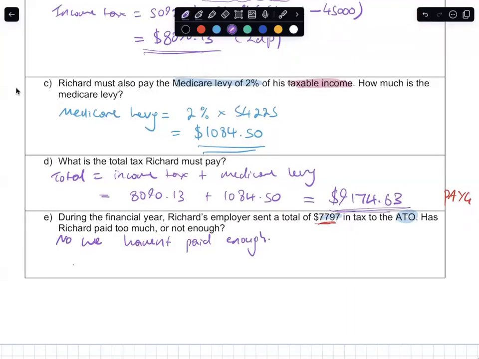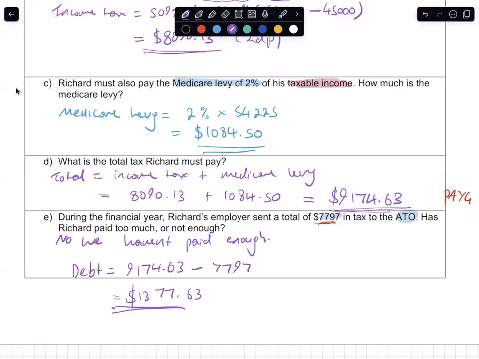Okay, so the debt that's owed is equal to 9,174.63 subtract off 7,797. Okay, we're going to find the difference between them. And once you've done that, you'll end up with $1,377.63. So that is how much Richard is going to owe to the ATO, the Australian Taxation Office, after it is all said and done.